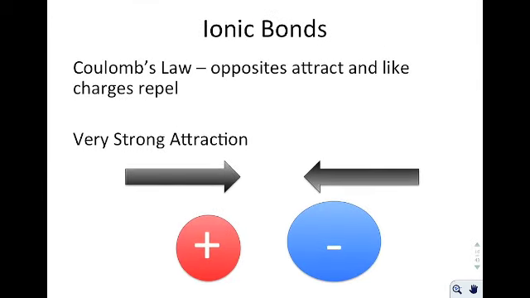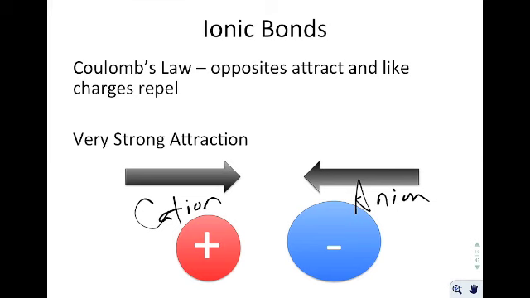Ionic bonds. So what's formed between the 2 ions, a cation and an anion? I have a cation that's positive, and I have an anion that's negative, and those 2 things are attracted to one another by Coulomb's law. Remember, opposites attract. So because there's a positive and negative charge, this is a very, very strong attraction between the 2.